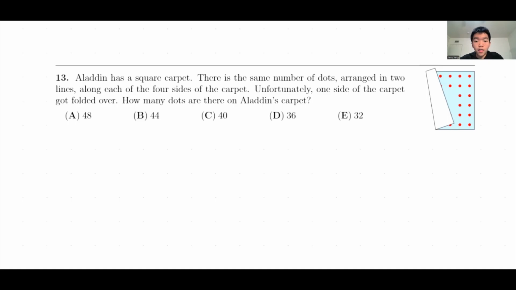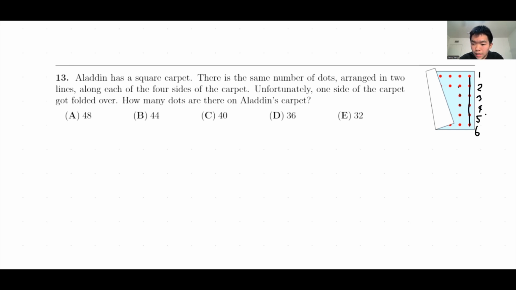Question number 13 says, Aladdin has a square carpet. There is the same number of dots arranged in 2 lines along each of the 4 sides of the carpet. Unfortunately, one side of the carpet got folded over. How many dots are there on Aladdin's carpet? So let's start by counting how many dots, right? 1, 2, 3, 4, 5, 6. So we know there's 6 on the outside row, ring, and then on the inside ring we have 1, 2, 3, 4 right here, 4.